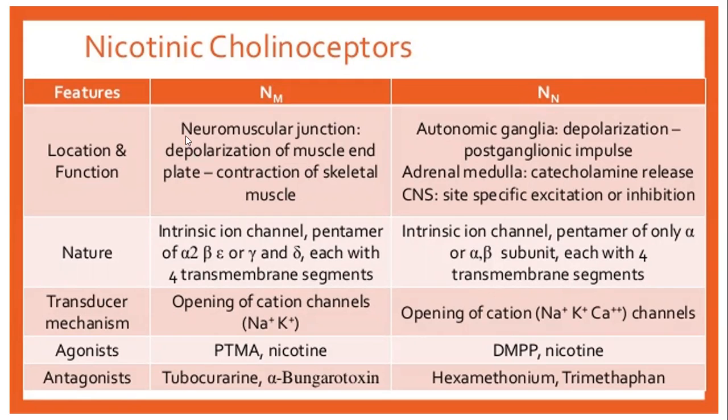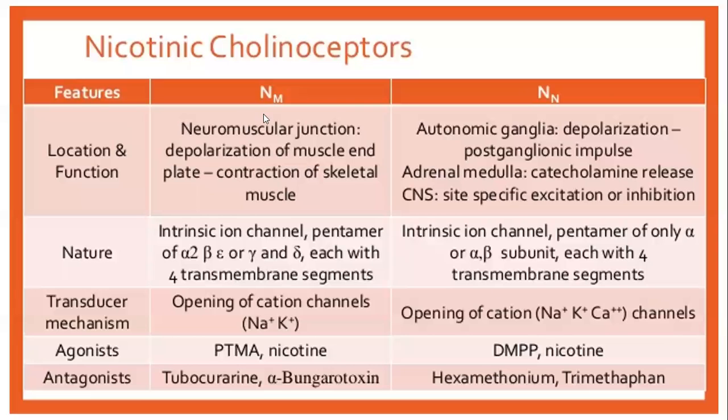And what is the exact location of these receptors? The neuromuscular junction. The muscarinic type of nicotinic receptor is located at the NMJ, the site between neuron and muscle, and the skeletal muscle end plate. The NN type of receptors is present in the autonomic ganglion, which is nothing but the sympathetic and parasympathetic ganglion. In both ganglia, the NN receptors are present. The NN type is also present in the adrenal medulla and the CNS region.